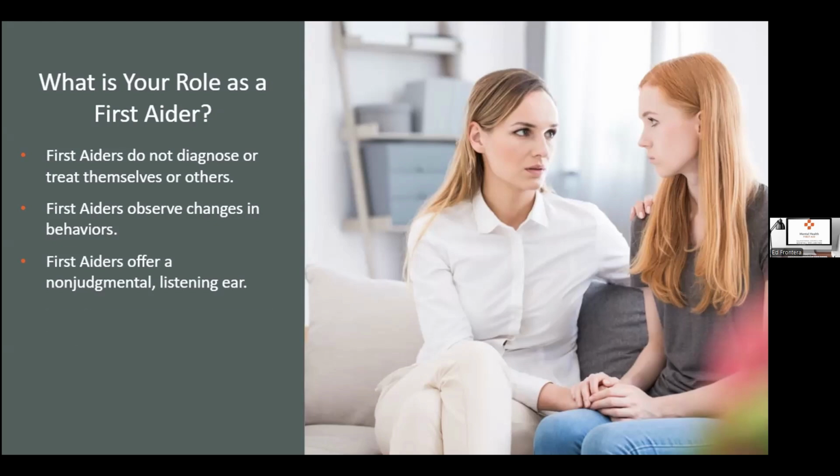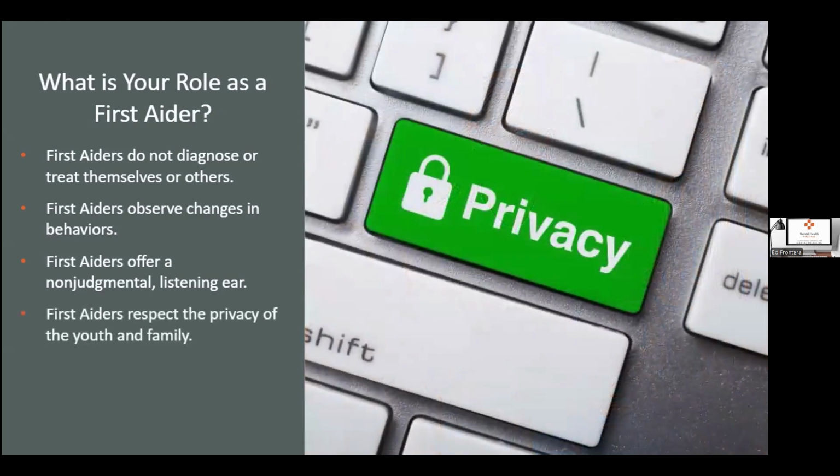First aiders respect the privacy of the youth and family. Do young people have the right to privacy? Do families? Yes. We never want to share information about young people or their families without their consent. However, if there is risk of harm to self or others, we need to report. You can find more information about mandatory reporting and privacy in your manual. Mental health first aid does not replace any professional responsibilities, legal responsibilities, or organizational procedures a first aider has as a mandatory reporter, first responder, clinician, or government employee.